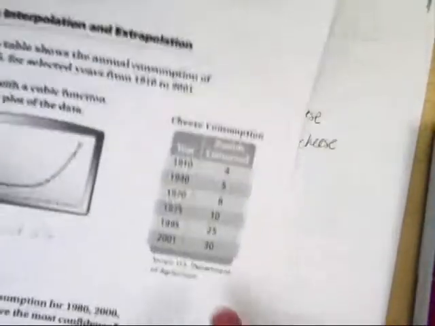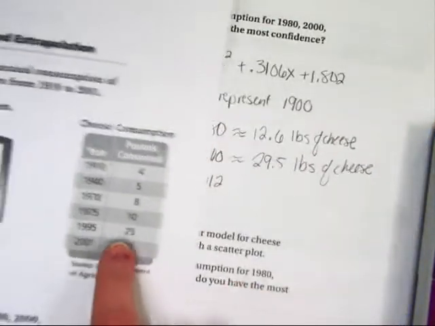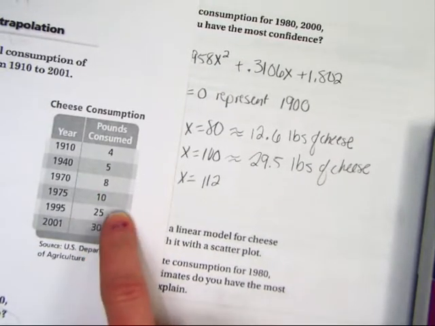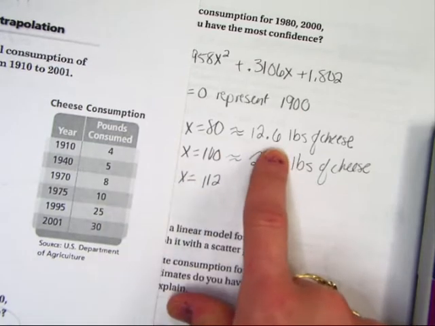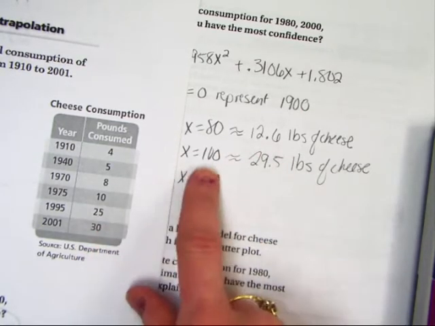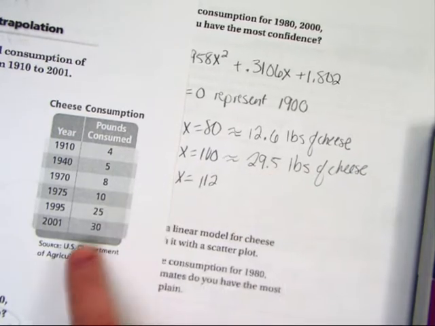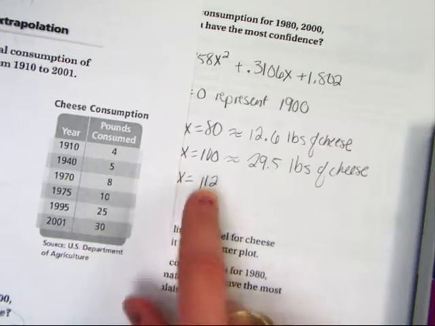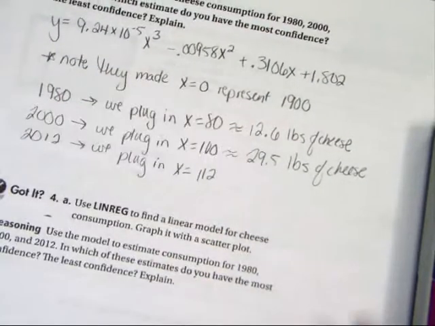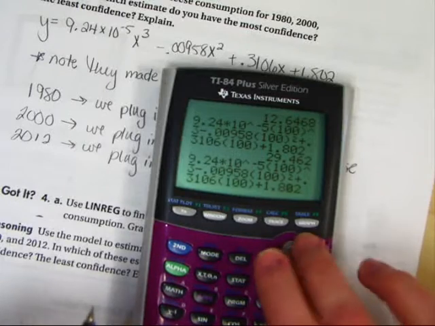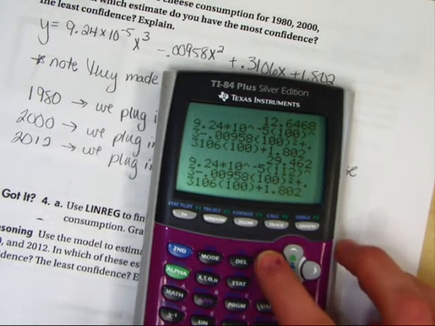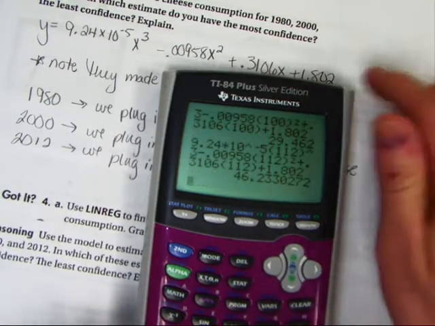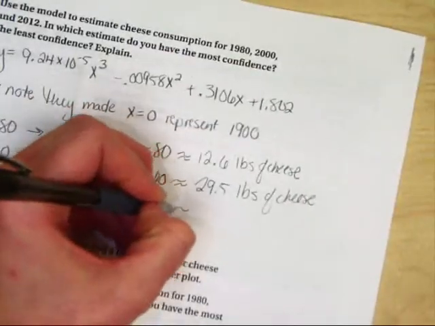Now, if we look at this chart, so far, it's matching pretty well. If we look at the year 1980, it would be between 10 and 25. That matches pretty well. Around the year 2000, I get 29.5, that matches pretty well. So far, our data is really accurate. Now let's plug in 2012. So in our calculator, instead of plugging in 100, plug in 112. And I get 46.2. Let's think about what that means.